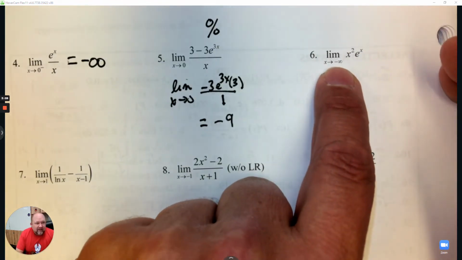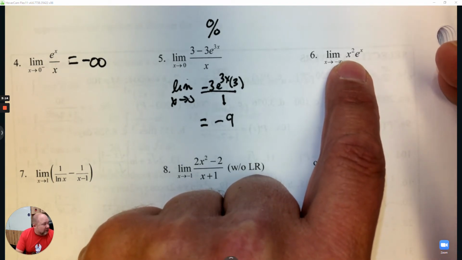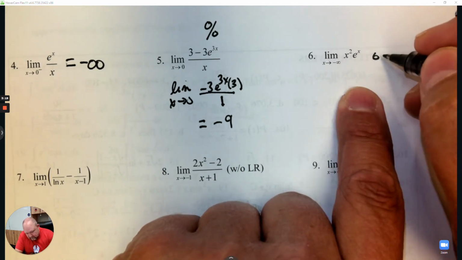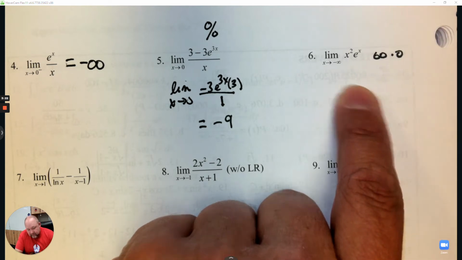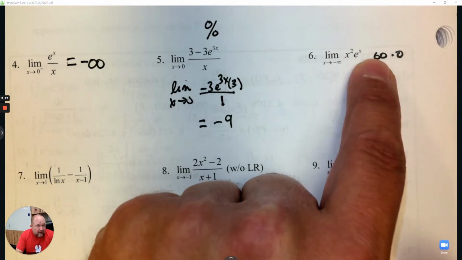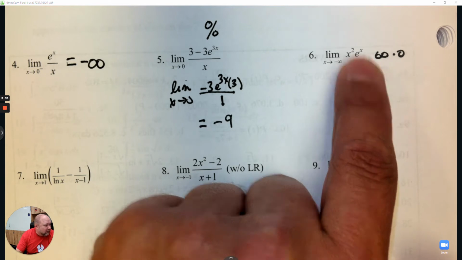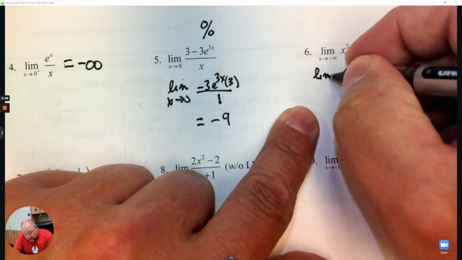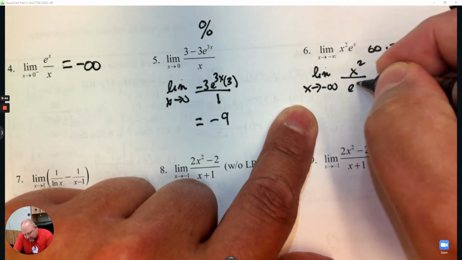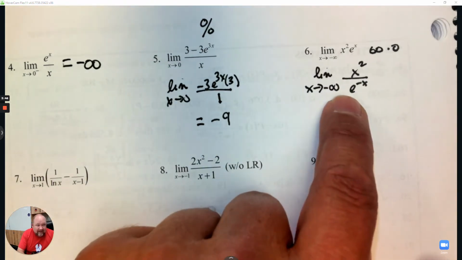For number 6, if you plug in negative or positive infinity, notice that this is going to infinity. This is in the form infinity times 0. The left-hand behavior of e to the x is 0. The left-hand behavior of x squared is infinity. So infinity times 0. I'm going to change the way this looks so it's in a form where I can do L'Hopital's rule. It needs to be a quotient. So for a quotient, I'm going to change this to x squared and then e to the negative x. So e to the positive x, put it in the denominator, it's e to the negative x.